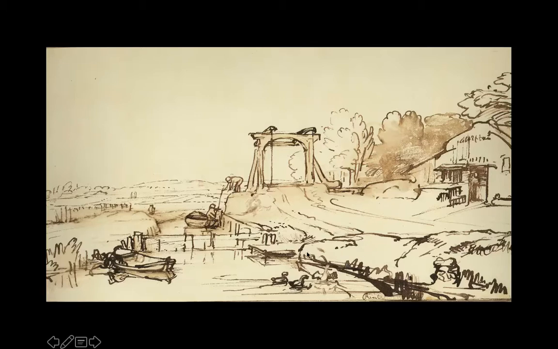So that's a really important element that he's using. There's another thing he does with his line. So let's notice this line here, or this line here, that's describing the place where the water meets the reeds along the river edge. What's he doing with this line, this line, this line, this line?